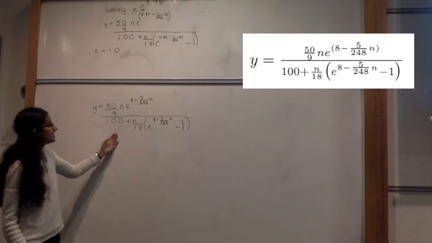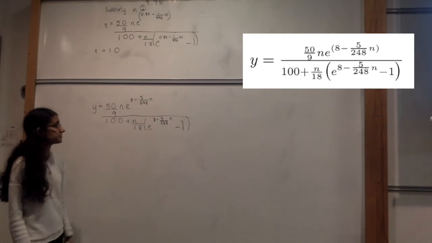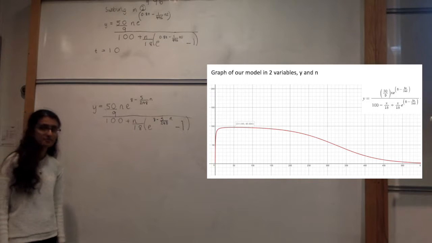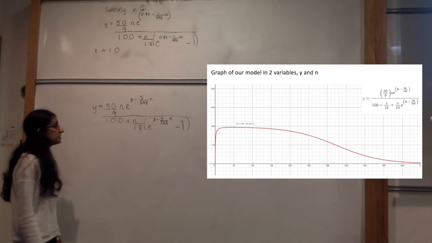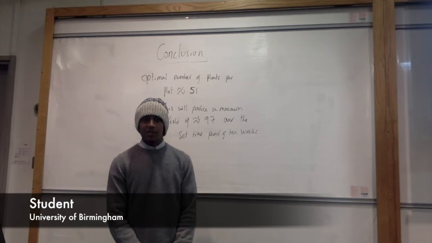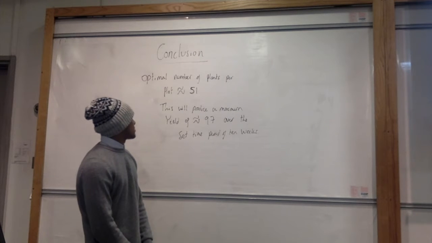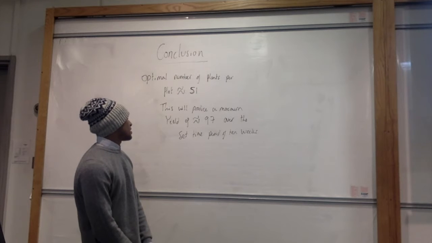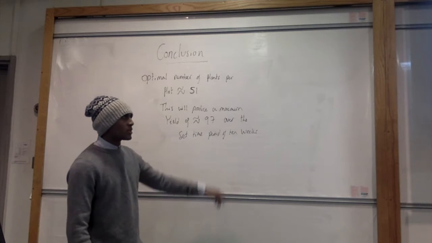yield equals this expression. This means we now have an equation in terms of just yield and the number of plants, and graphing this enables us to find the optimum number of plants we should grow. As you can see from the graph here, the optimum number of plants we should grow is approximately 51. To conclude, from our graph of y against n, we have found that the optimal number of plants per plot is approximately 51, and this will produce a maximum yield of approximately 97 over the set time period of 10 weeks.